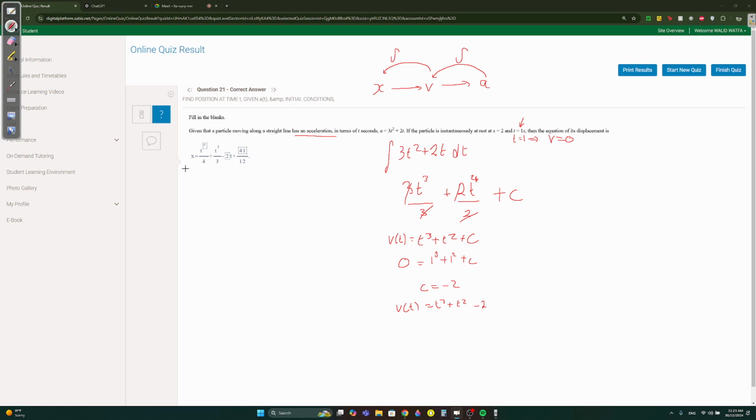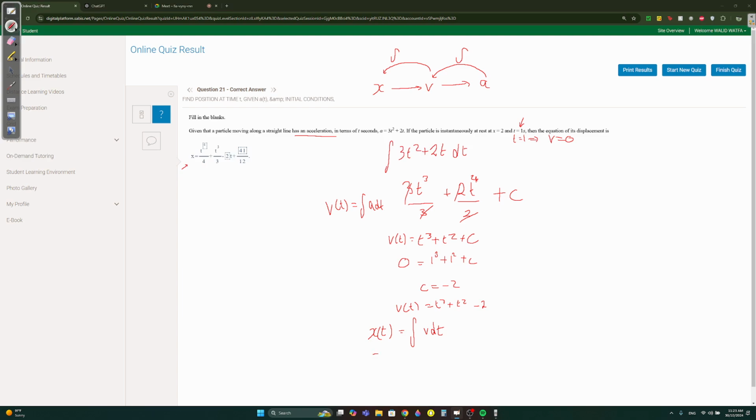Now, what are they asking for? They want x, so I have to integrate again. You have to say x of t, by the way. If this is written in an exam, you say x of t is equal to the integral of v dt. And the same thing here, I should have written v of t is the integral of a dt. You have to say these things to show your corrector that you actually know what you're doing. I'm not just writing random integrals.